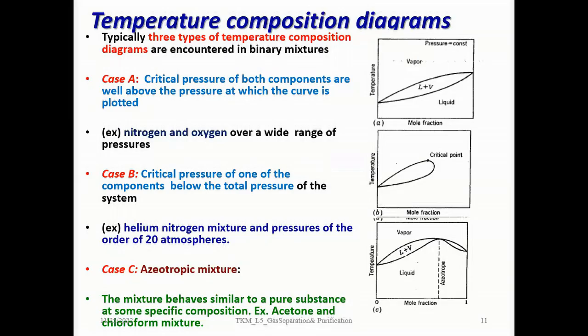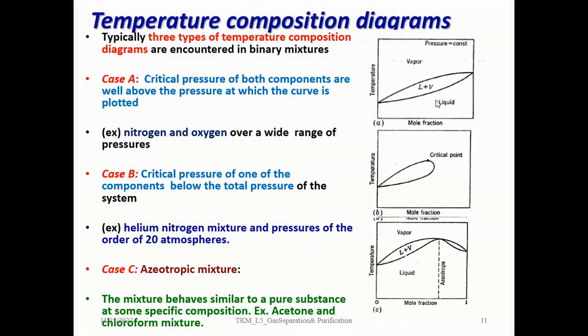Okay, first case, case A, we will consider the critical pressures of both the components to be well above the pressure at which the curve is plotted. That means the liquid and vapor states, the liquid saturation state, is already there at the pressure we are considering. So if you consider the mole fraction on the x-axis and the temperature on the y-axis, you find that there are two curves. What are the two curves? The upper part of the curve is the vapor, and the lower part of this curve is the liquid.